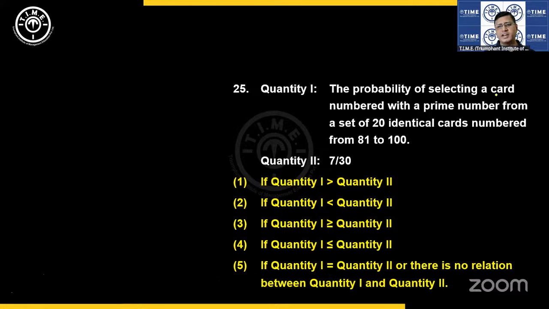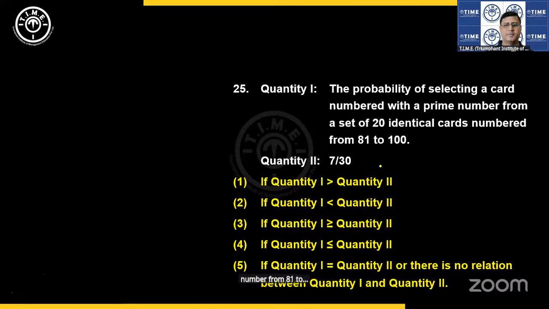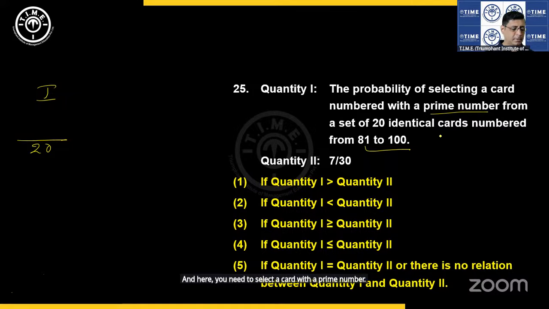The probability of selecting a card numbered with a prime number from a set of 20 identical cards numbered from 81 to 100. 81 to 100 means the total number of cards is how many? 20. And here you need to select a card with a prime number. So how many prime numbers are there? There are 3 prime numbers from 81 to 100: 83, 89, and 97.